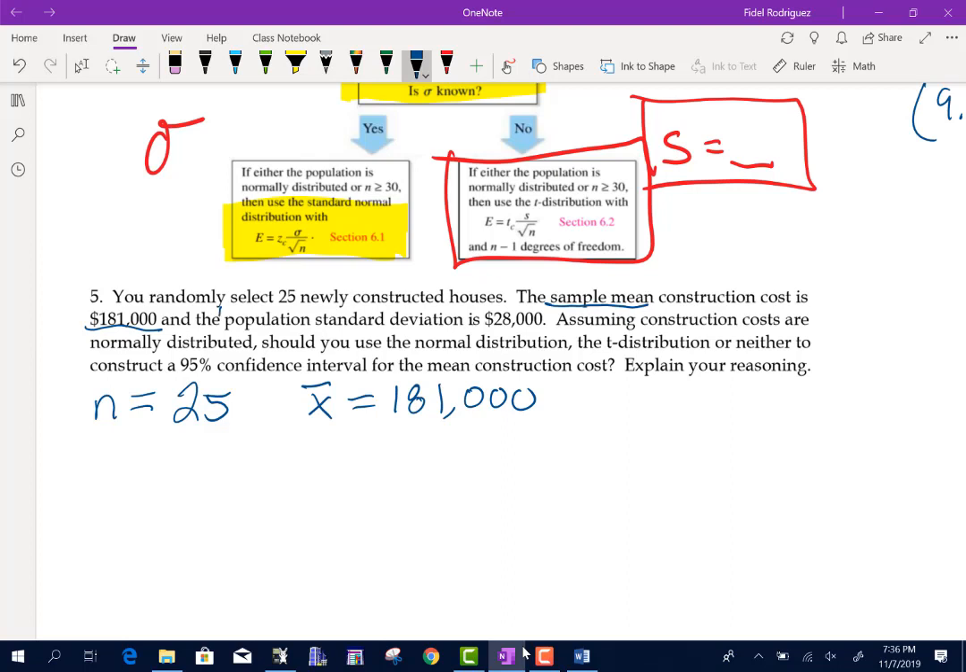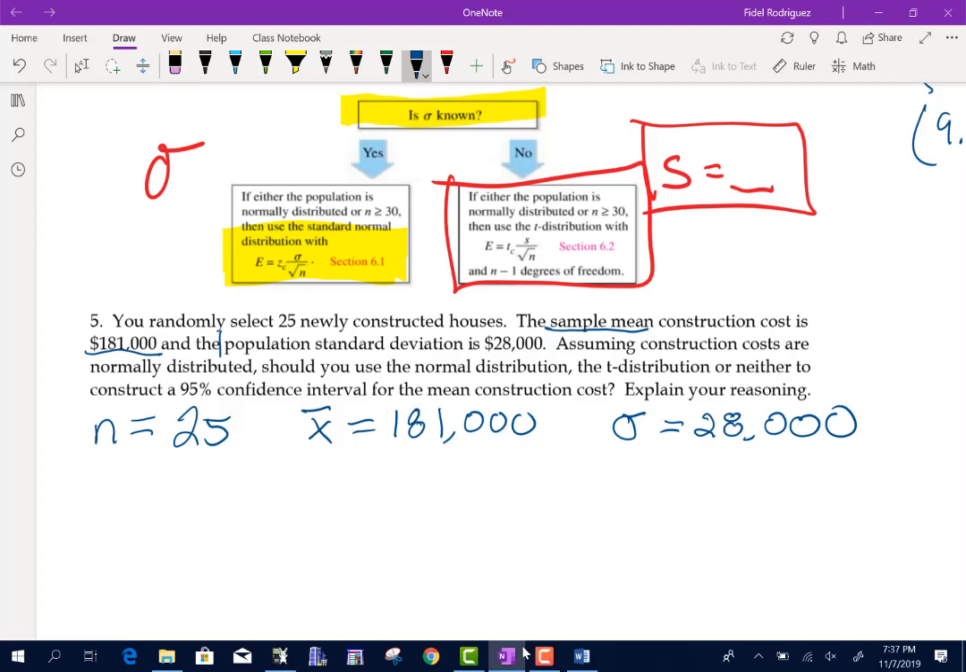Then look what it tells me here. The population standard deviation is 28,000. What symbol do we use for the population standard deviation? The little sigma. That's equal to 28,000. Now the question says, assuming construction costs are normally distributed, should we use the normal distribution, the t distribution, or neither of them to construct a 95% confidence interval? So let's think about it this way.